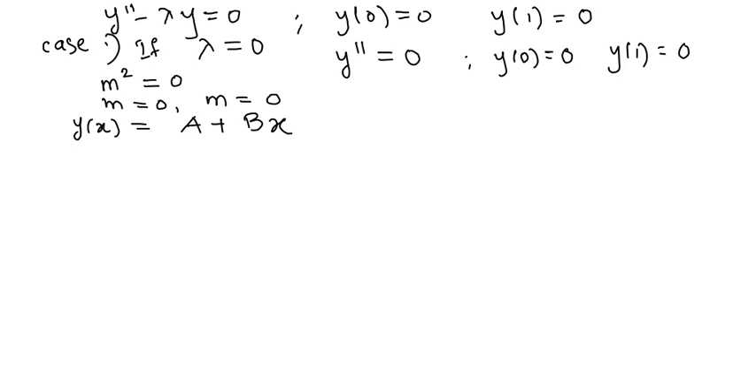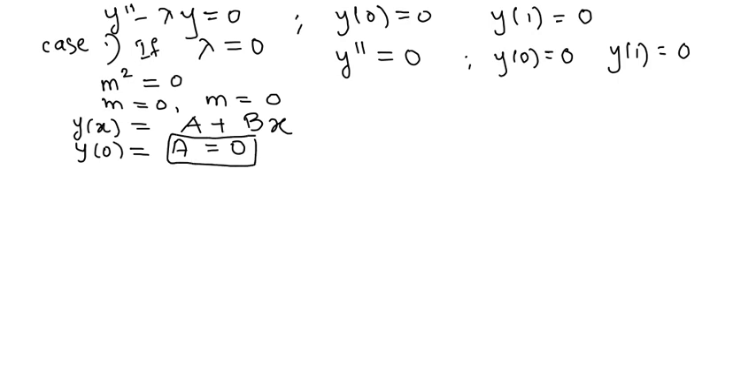Okay, now we substitute the boundary conditions. So y of 0 is what? y of 0 is a, which is equal to 0. So we get a equal to 0 from here.